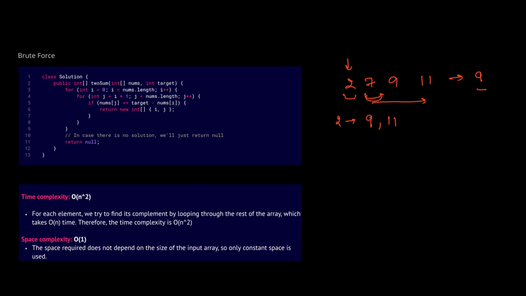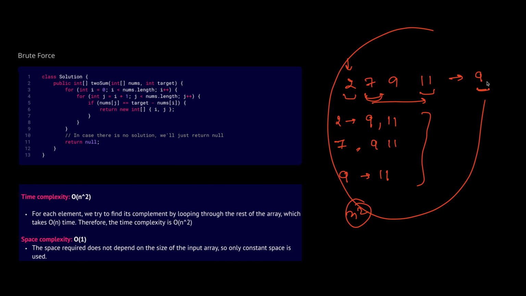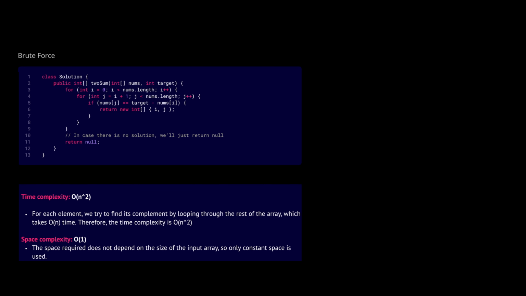Same thing you will do with 7: you compare 7 with 9, 7 with 11, and try to find your answer. Same thing with 9: you compare it with 11, and for 11, since there is no other element, you can skip it. So that's an n square solution, where you might need to compare each element with the elements on its right-hand side. Let's take an example of how we can do that. Generally, if you want to compare each element with every other element, you can just use two nested for loops.